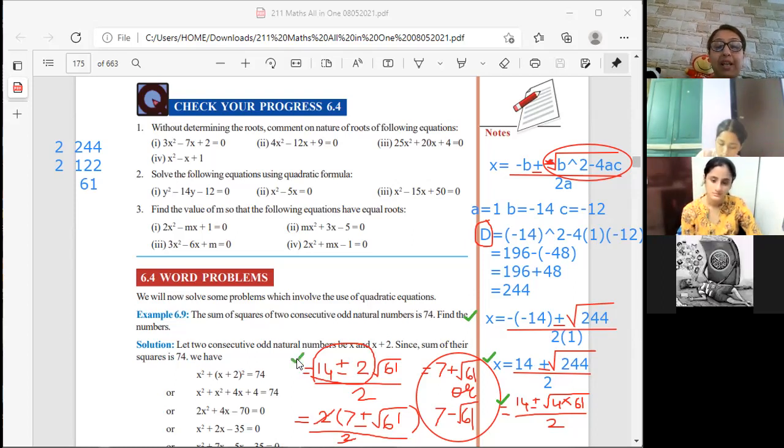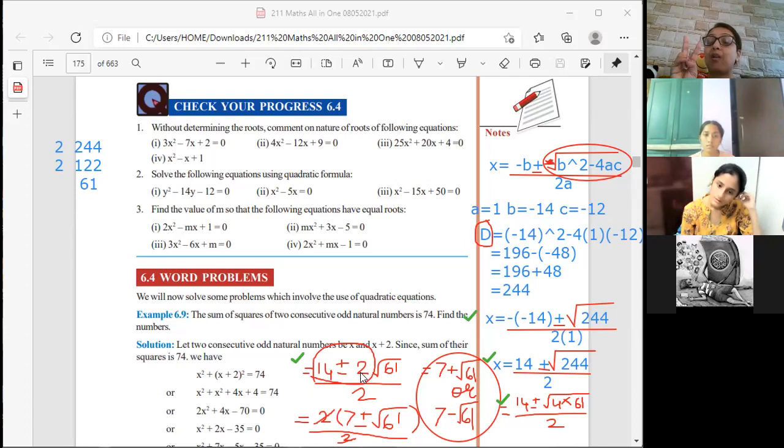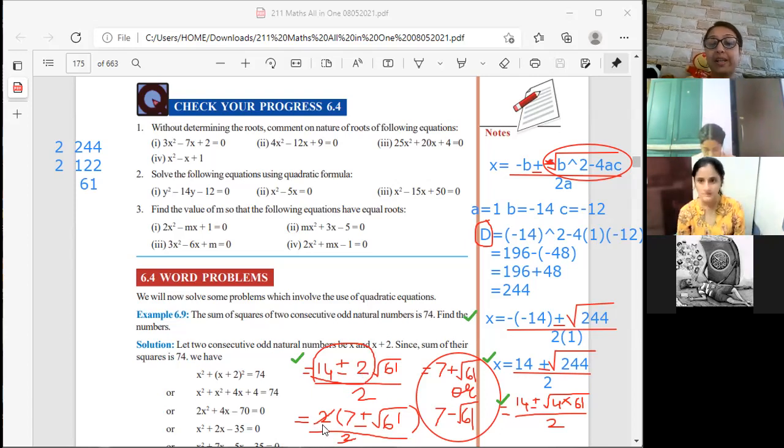In this step, what did I do? I took this 4, root 4, I took 2 outside. Am I right? So I wrote 14 plus minus 2 root 61 upon 2. Now you can see the numbers 14 and 2. Can I remove something in common out of 14 and 2? I can remove 2 outside. So I took common of 14.